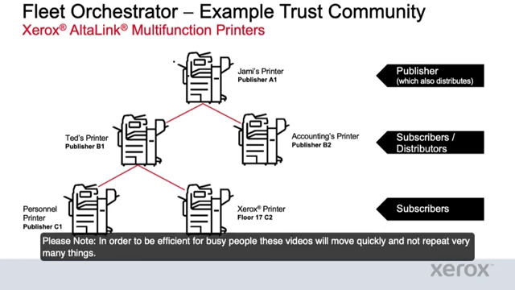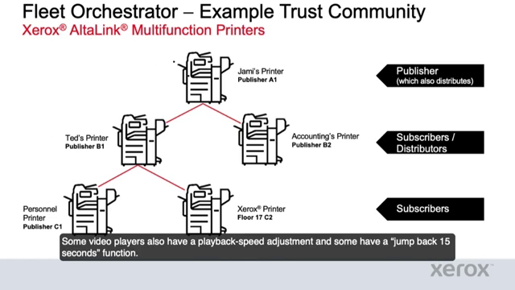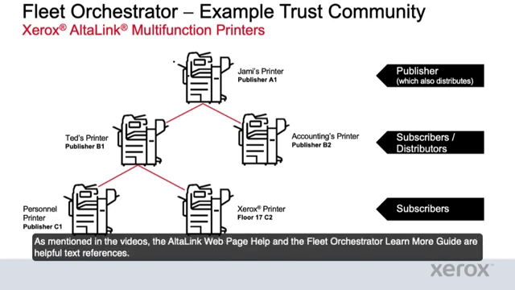Please note, in order to be efficient for busy people, these videos will move quickly and not repeat very many things. This may seem too fast to keep up with if you are configuring your own AltaLink system while watching the videos. Because it's recorded, pressing the spacebar or pause button will pause the video. Some video players also have a playback speed adjustment, and some have a jump back 15 seconds function. As mentioned in the videos, the AltaLink webpage help and the Fleet Orchestrator Learn More guide are helpful text references.